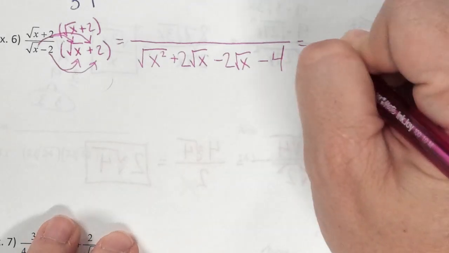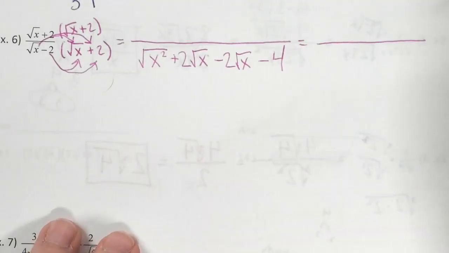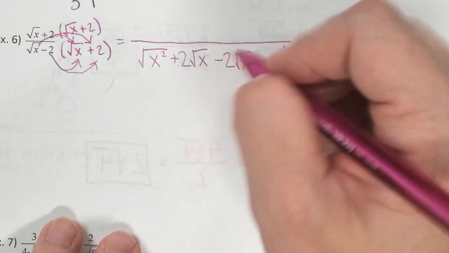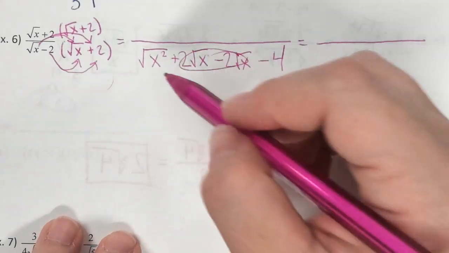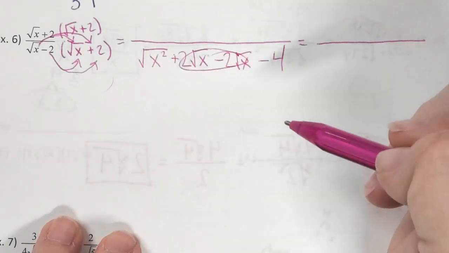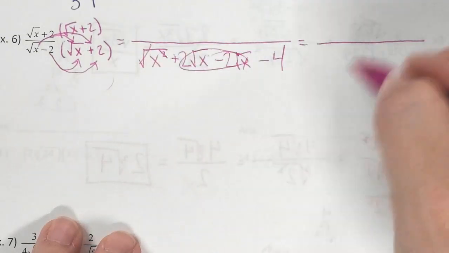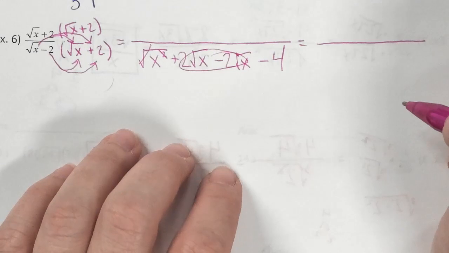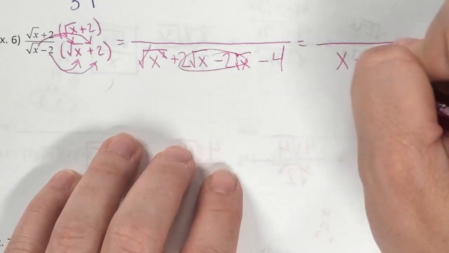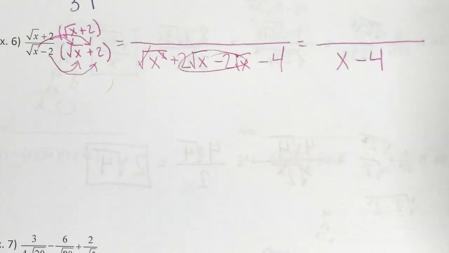Well, what cancels? Do the middle two cancel like we wanted? Yes, 2 minus 2 is 0. And what happens here? Yeah, the square root cancels the squared. So what am I left with in my denominator? X minus 4. Okay, so now we multiply the top.